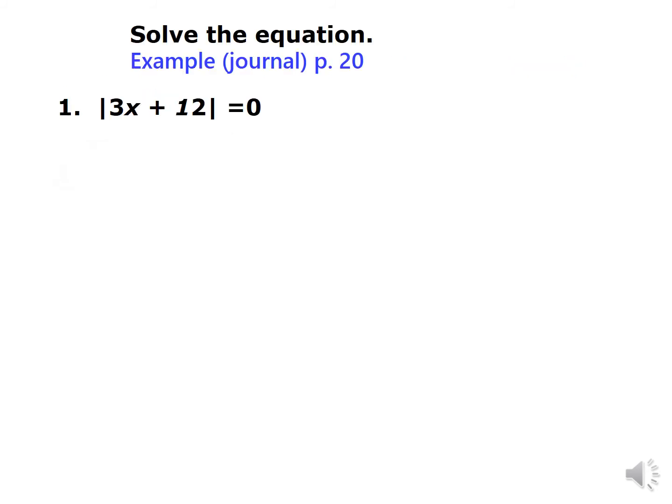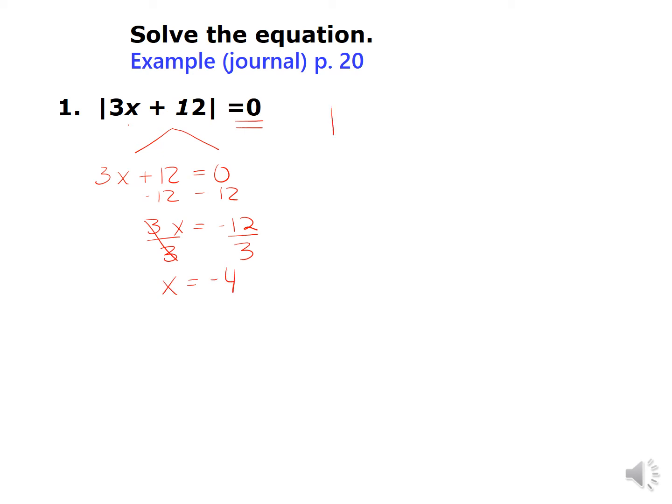Okay, so in your journal you have this problem. So first thing you look at, is this absolute value simplified? Is it isolated? Yes. So I'm ready to split. But then I notice that it's equal to 0. So I'm just going to go 3x plus 12 equals 0. Subtract 12 from each side. 3x equals negative 12. And remember, when you split it, you take off the absolute value signs. So it's okay for x to be negative. It is not okay for the absolute value to be negative. So just keep that in mind. And we get x equals negative 4.